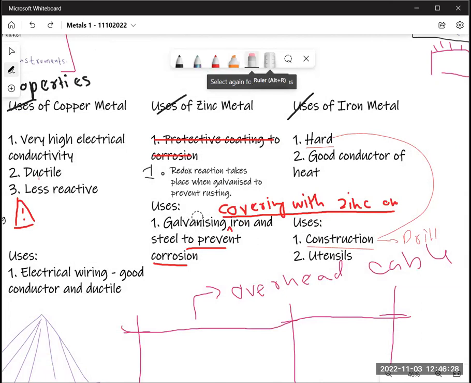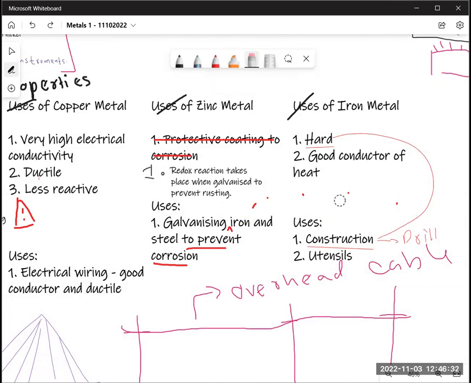Galvanizing means to cover with something, all right? To cover. It basically means to cover. So the use of zinc is to galvanize iron and steel to prevent corrosion. Corrosion is a big problem. It's a pain in our head. It's a headache.